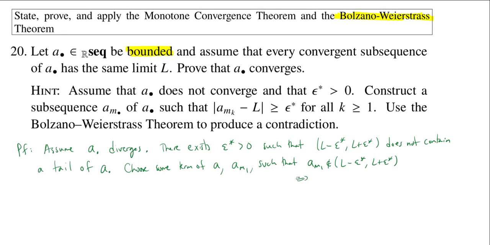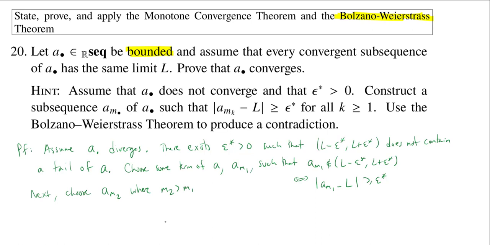And this is equivalent to saying that the difference between A_M1 and L is at least epsilon star. So you're outside of this L coin. Okay, so I've chosen that. Now, if I go out further, there must be another term of A which also satisfies this exact same property, because again, we know that there's no tail contained in here. So next, choose A_M2, where M2 is greater than M1.